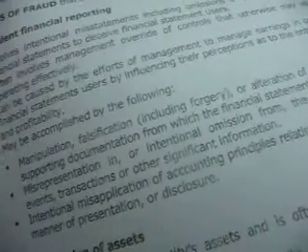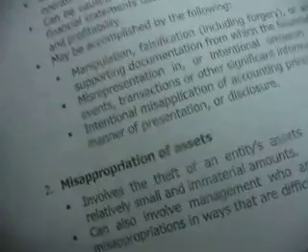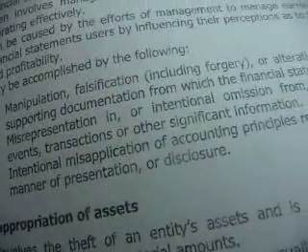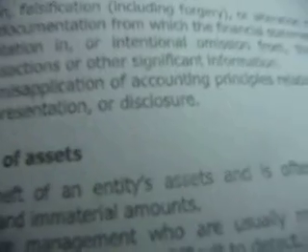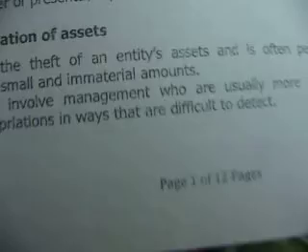Fraudulent financial reporting involves intentional misstatements, including omission of amounts or disclosures in financial statements to deceive financial statement users. It often involves management override of controls that otherwise may appear to be operating effectively. This can be caused by the efforts of management to manage earnings in order to deceive financial statement users by influencing their perception as to the entity's performance and profitability.